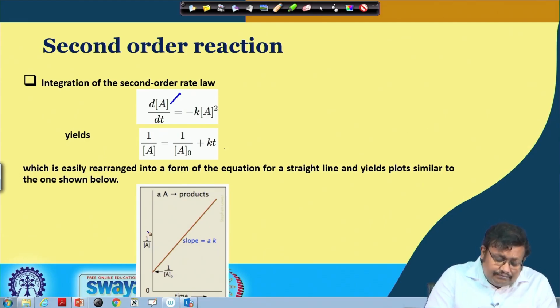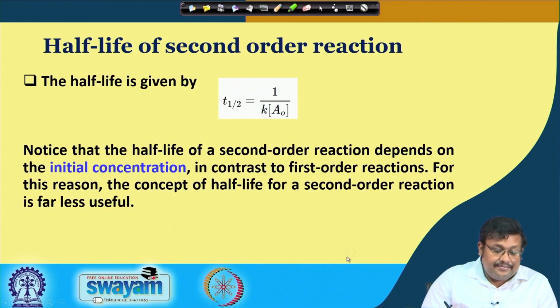and when we are plotting the time and 1 by concentration of A reactant we will get a positive slope of K, and here the intercept is 1 by A0, where A0 is basically the concentration at time 0. So, this is the characteristic of the second order reaction.